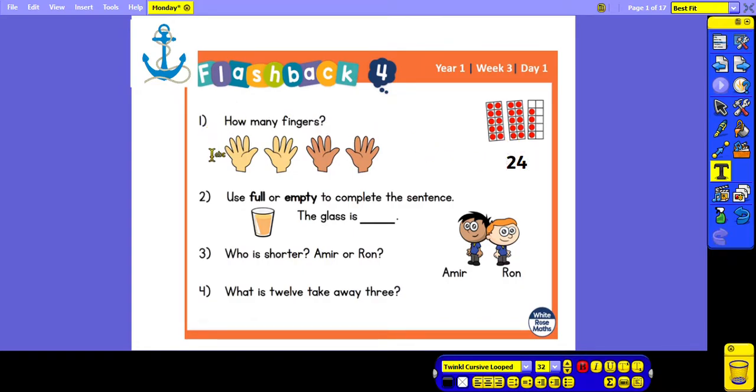So question 1, how many fingers? We know that one hand has 5 fingers. So we can count in multiples of 5 to work out how many there are altogether. So 5, 10, 15, 20. Question 2, we can see that the glass has got liquid up to the top, so it is full.